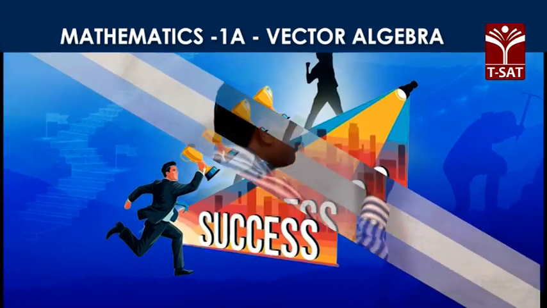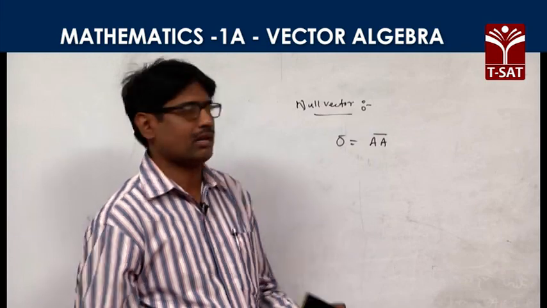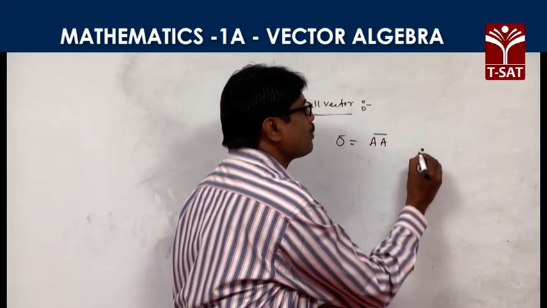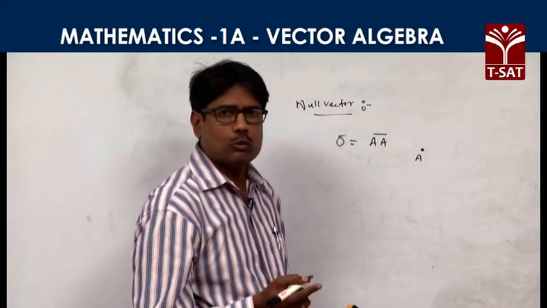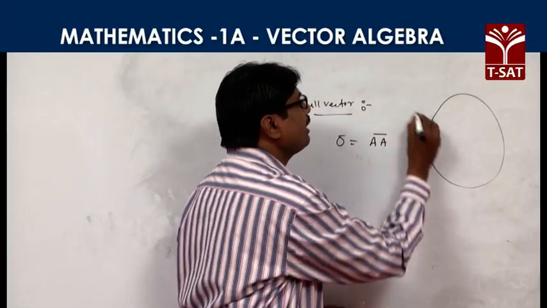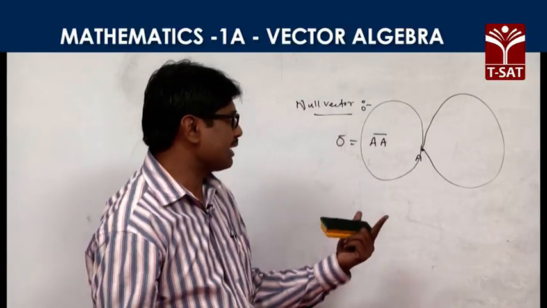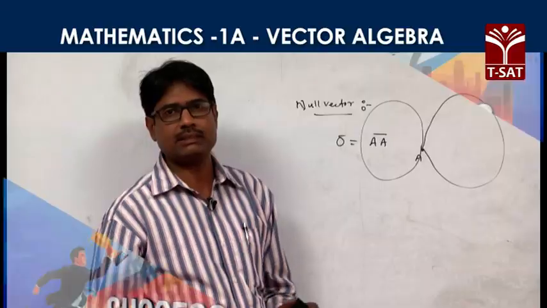Its initial point and terminal point will be coincident. That is called null vector. For example, a vector started from a point A. It moved in an indeterminate direction. Maybe from here to here or here to here. It is called null vector. A null vector is a vector quantity whose magnitude will be 0.